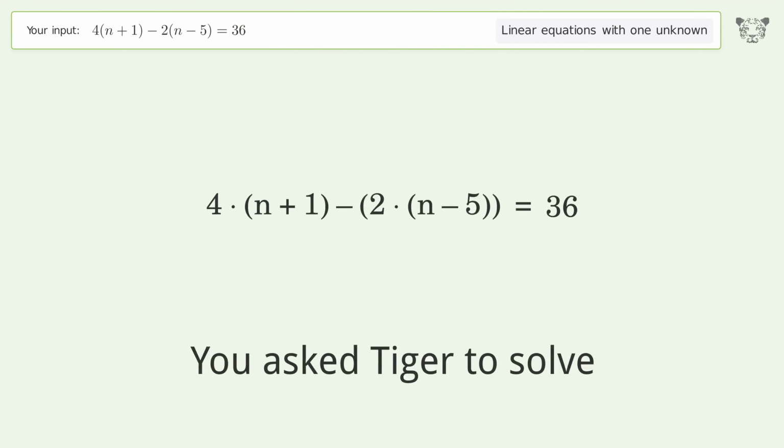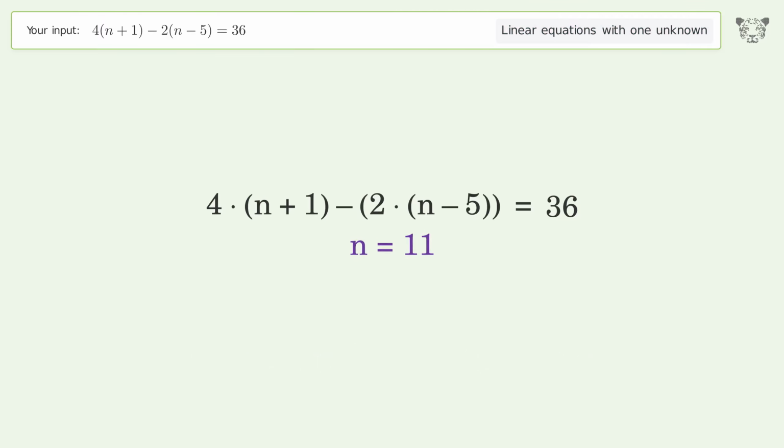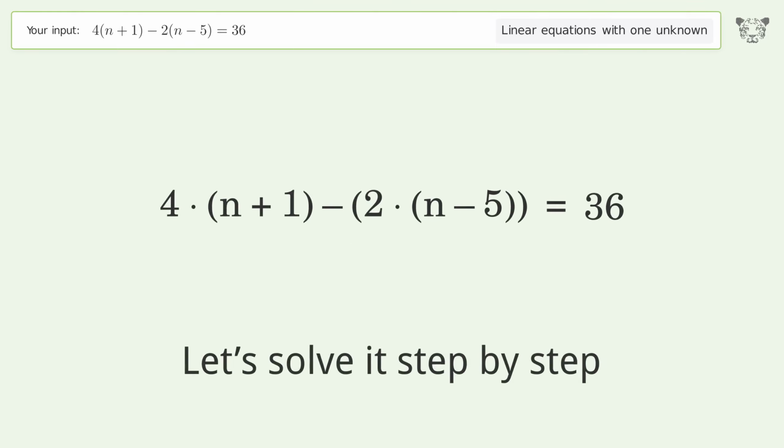You asked Tiger to solve this. It deals with linear equations with one unknown. The final result is n=11. Let's solve it step by step.